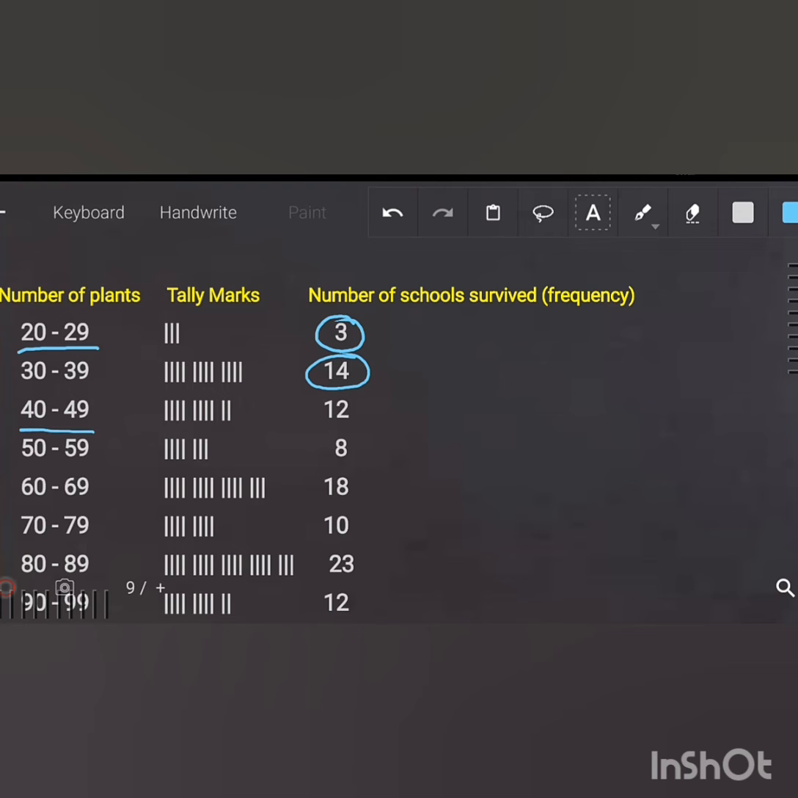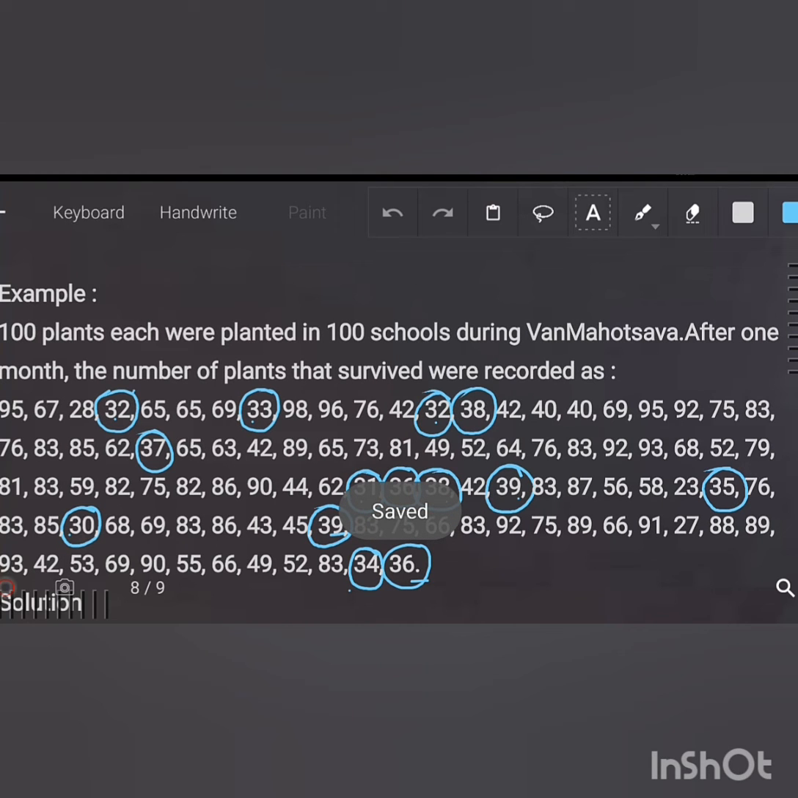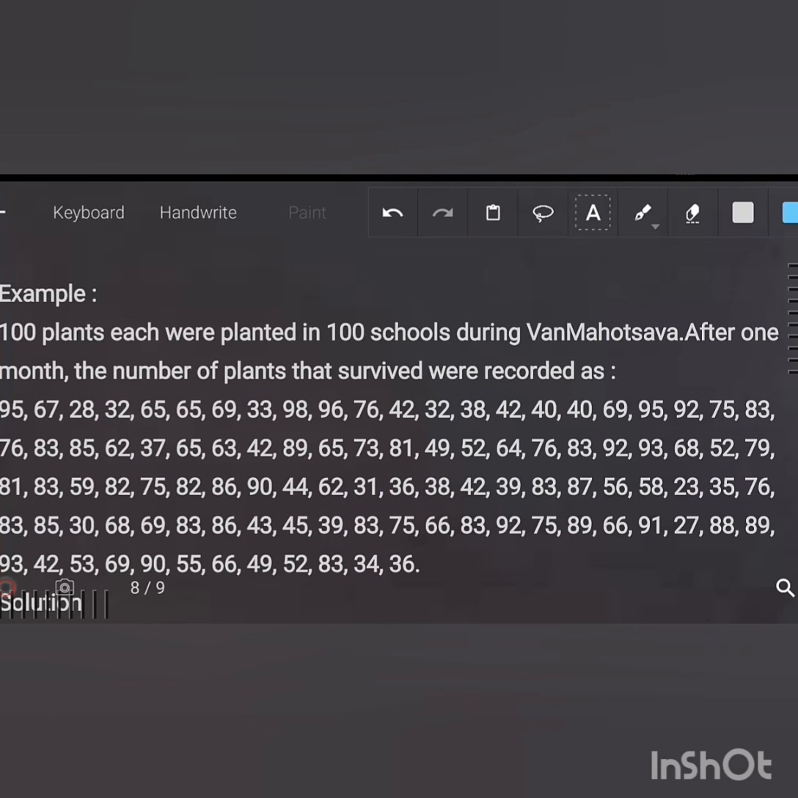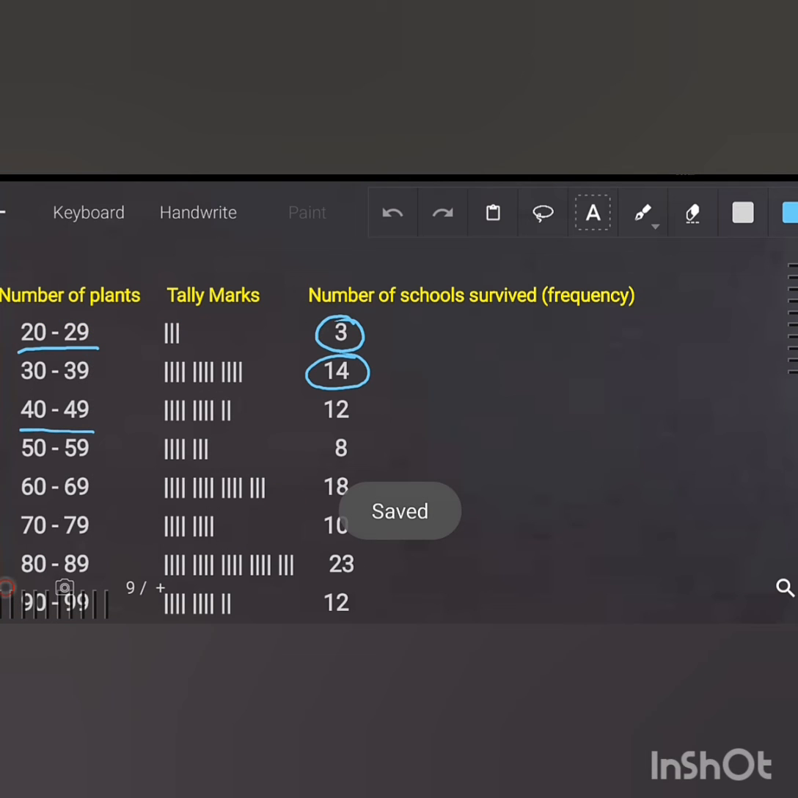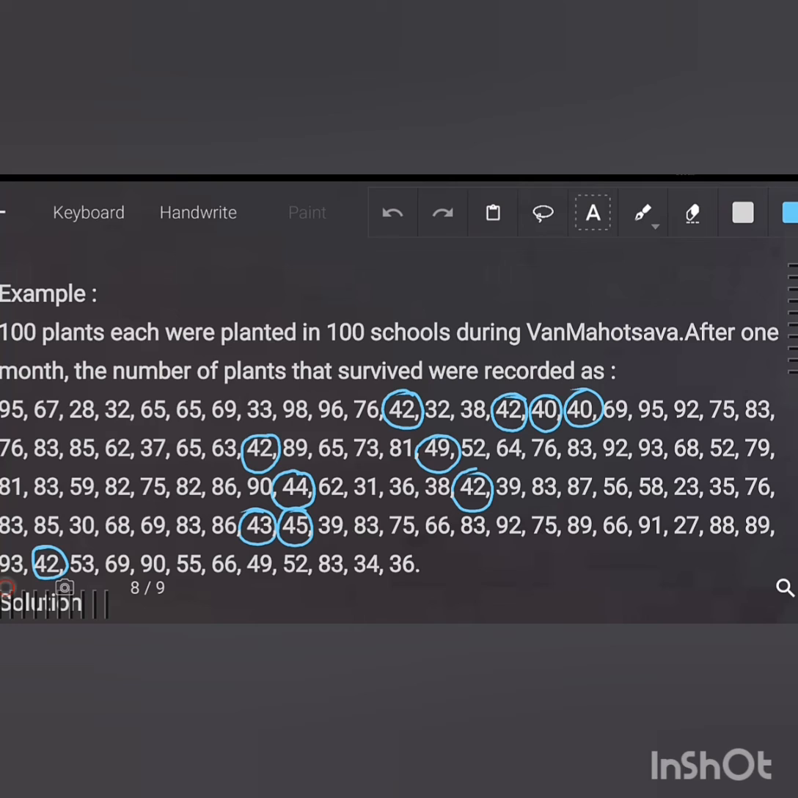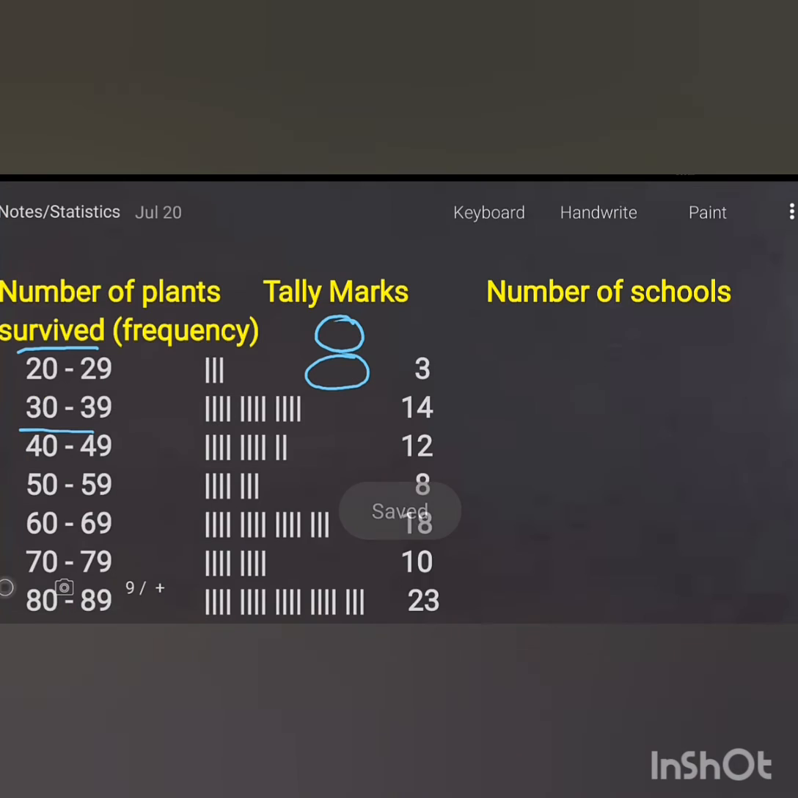Now let us see 40 to 49. 1, 2, 3, 4, 5, 6, 7, 8, 9, 10, 11, and one more, 12. So here the number will come 12.